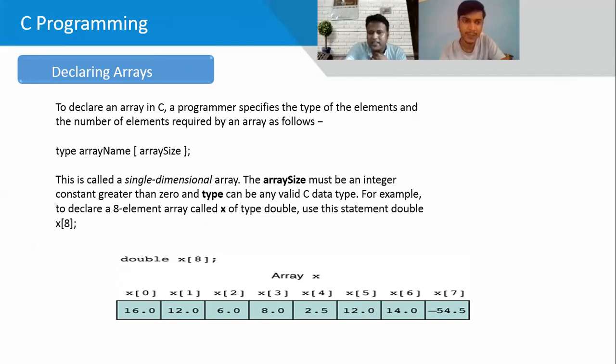The array size... the data type can be character, double, int, float, any data type you define. As for the array name, as like a normal variable you have defined, in the similar way you can store all the values here.